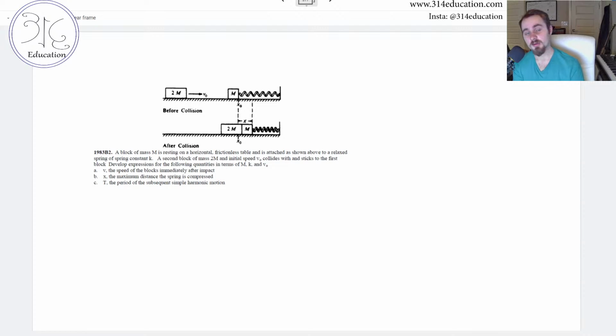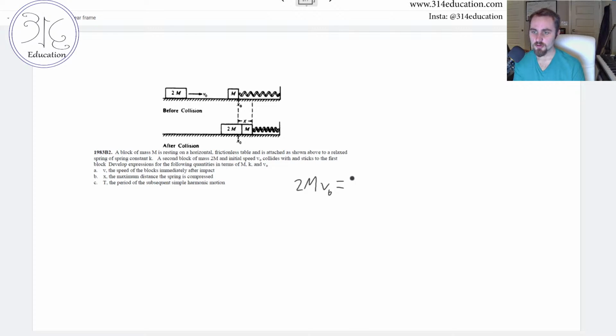So we know this is going to be an inelastic collision, so we can't use conservation of kinetic energy here, unfortunately. But that does mean we can use conservation of momentum, which we saw last time. So our momentum at the beginning of the system is just going to be our mass of 2m traveling at a velocity v naught. Our mass of 1m isn't moving, so it's not contributing any momentum.